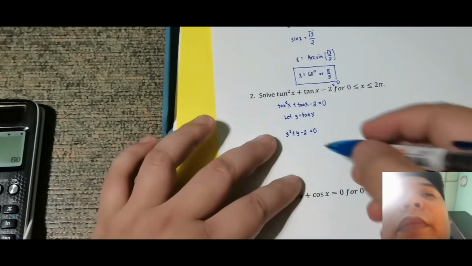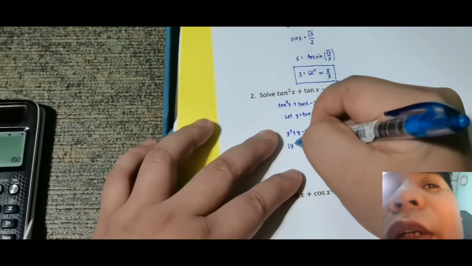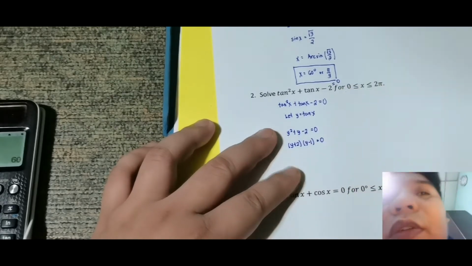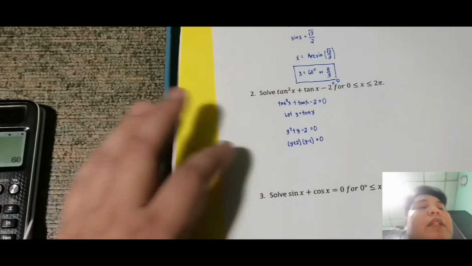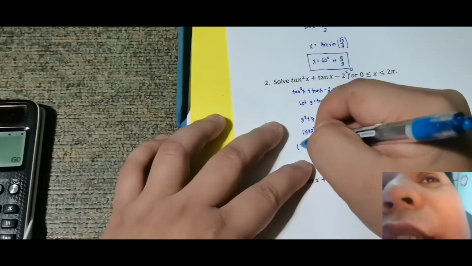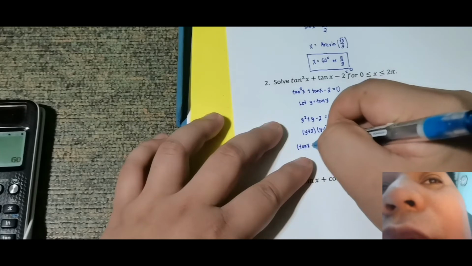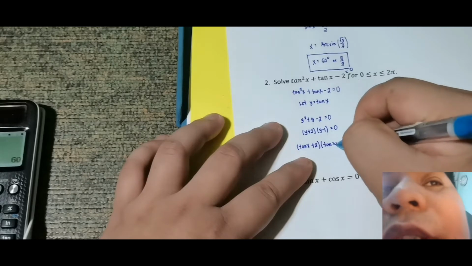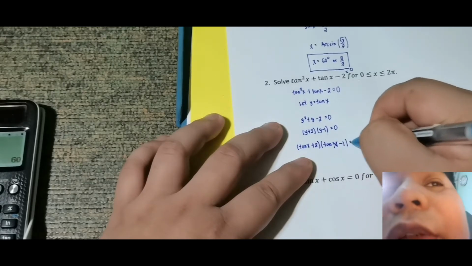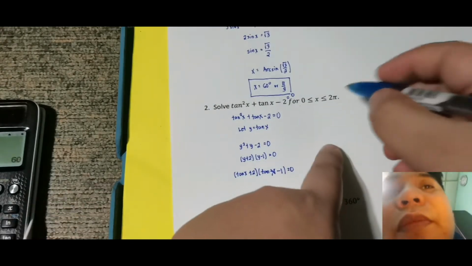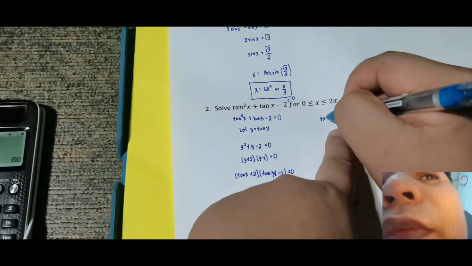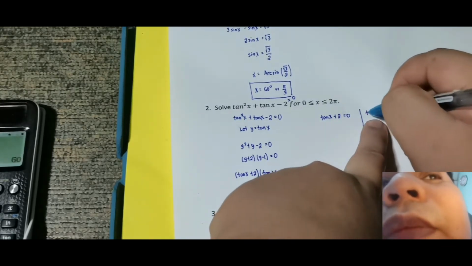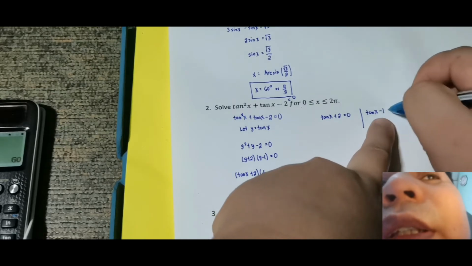Tama? Then by factoring, so this is simply y plus 2, then y minus 1 is equal to 0. Okay, then balik natin si y. Bring back si y, that is tangent x plus 2 multiplied by tangent x minus 1 is equal to 0. Then by zero product property, dalawa yan. Una, tangent x plus 2 is equal to 0. Pangalawa, tangent x minus 1 is equal to 0.